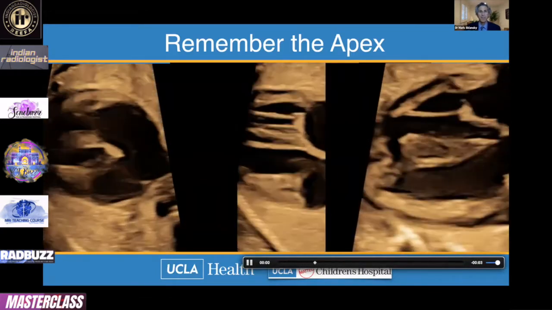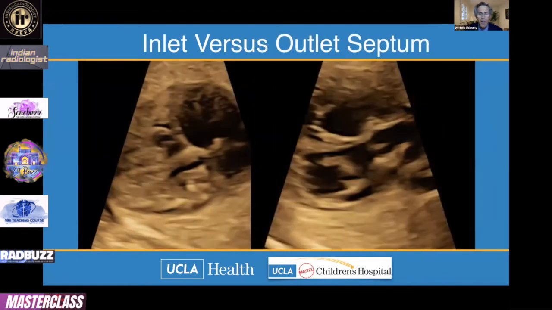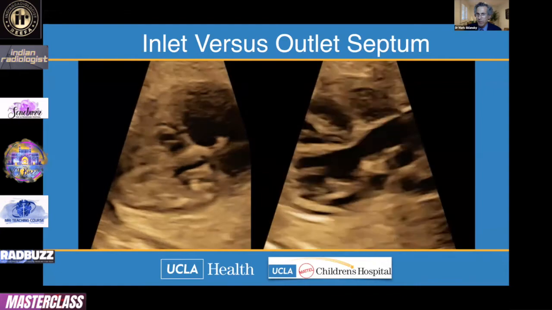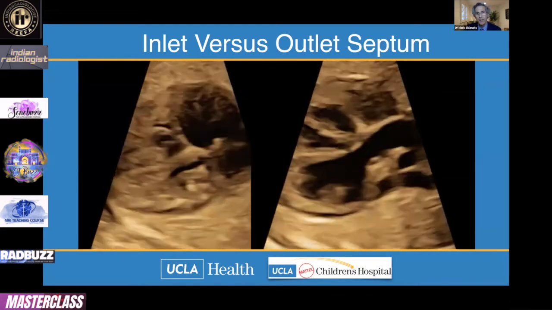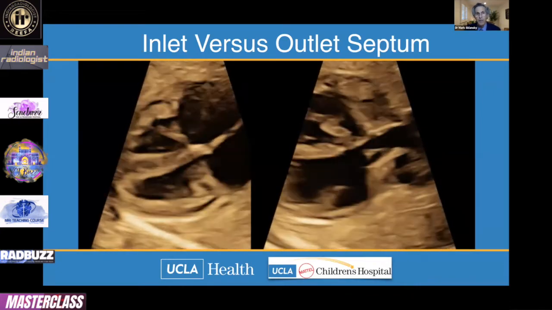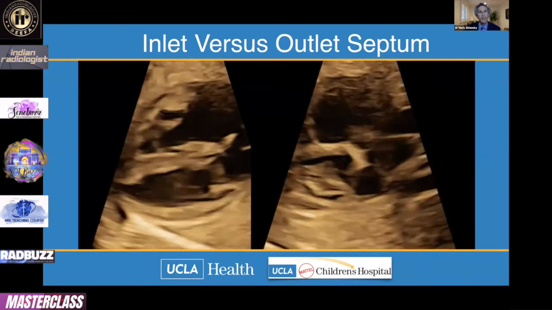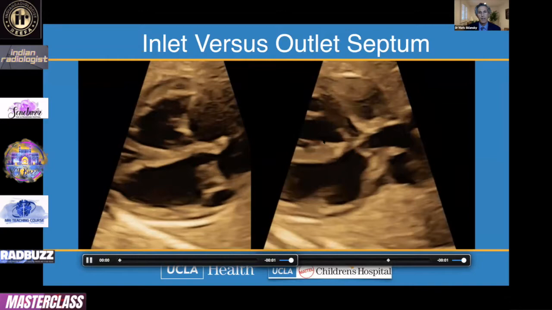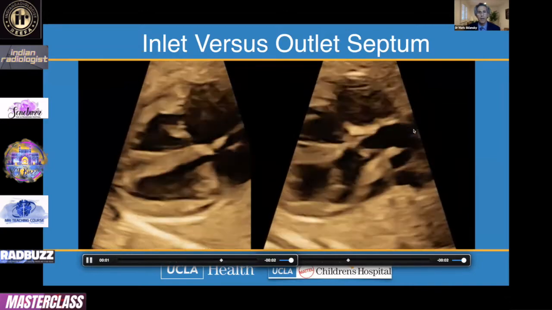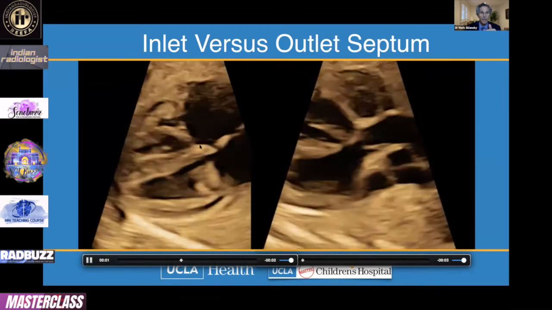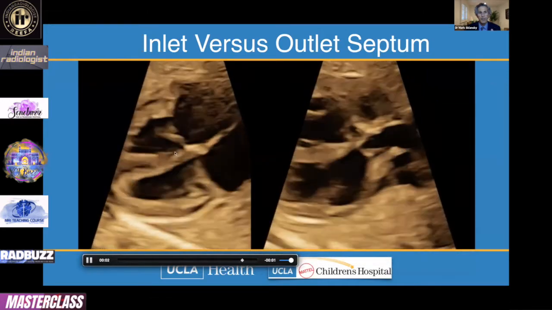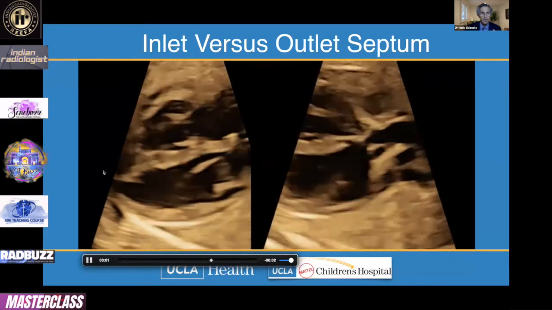No upset. So now another thing to mention is the nomenclature. A lot of people confuse inlet versus outlet versus membranous. Again, the membranous septum you do not see at the four-chamber view. The four-chamber view here is on the left, and here is the left ventricular outflow tract on the right. In the four-chamber view, we have the inlet septum. Here's the AV valves and the crux of the heart. This is all inlet septum and muscular septum down here.